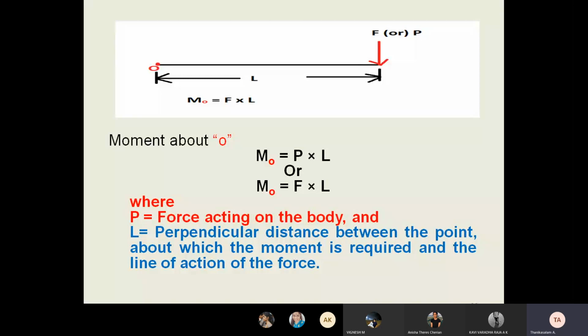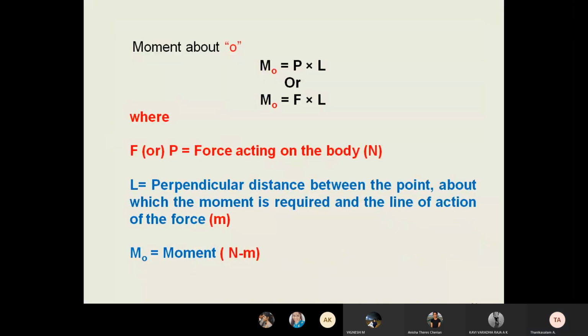Turning effect. What is a turning effect? Rotational. Mathematically it is F into L. See, the force is in Newton, and distance is in meter. So what is the unit? Newton meter. Students, once again, you must know the units of all the quantities. Here moment is force into distance, so distance is in meter and force is in Newton. Therefore the unit is Newton meter.